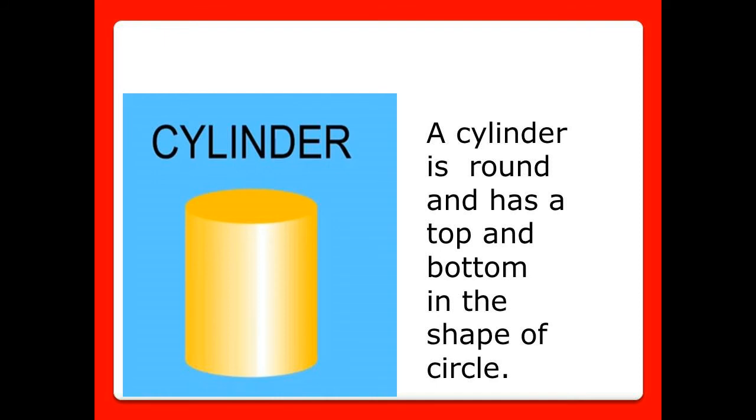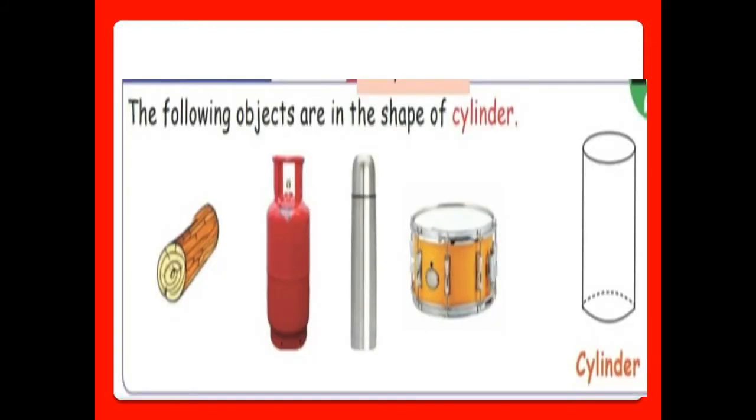A cylinder is round and has a top and bottom in the shape of circle. The following objects are in the shape of cylinder. Look at the picture. I have given the 4 examples. The first one is log, second one is cylinder, third one is water bottle, and the fourth one is drum. Look into the log. The top and the bottom are circle in shape and the body is round in shape.